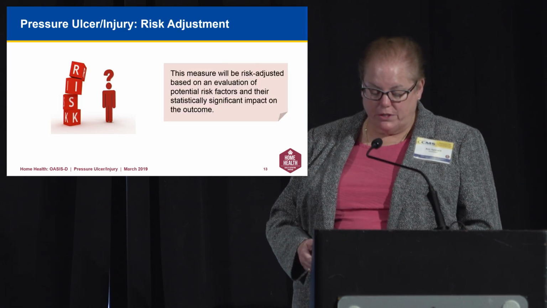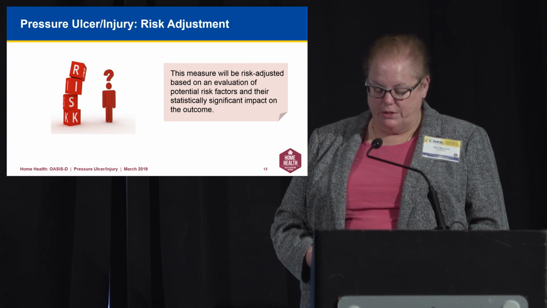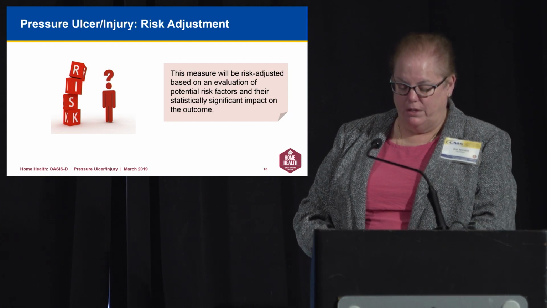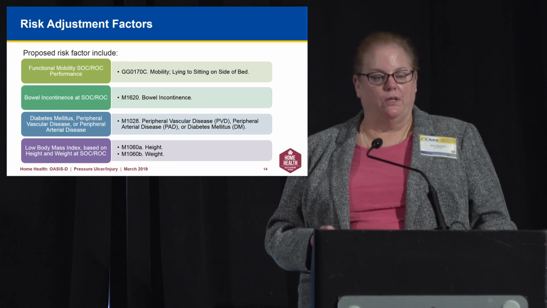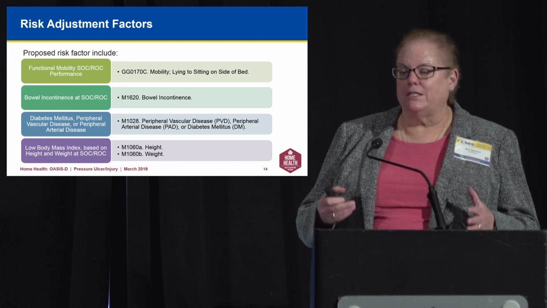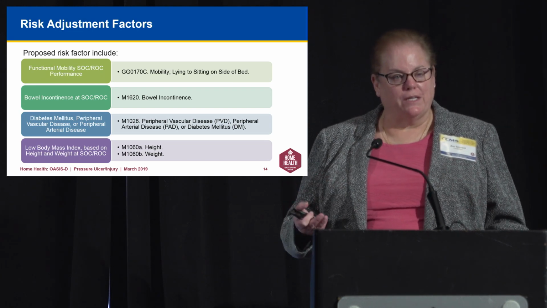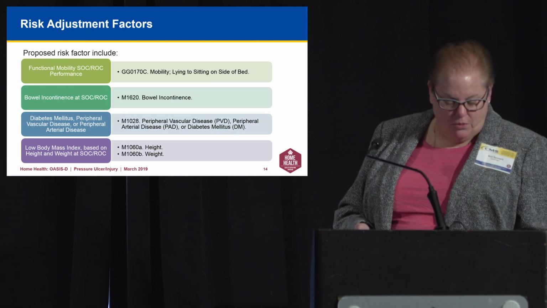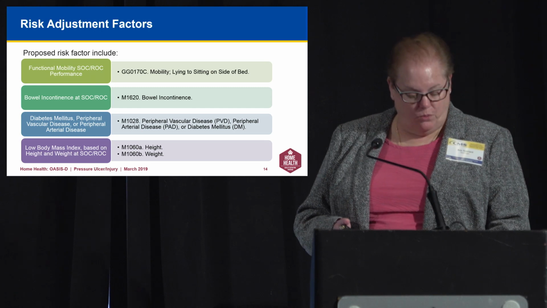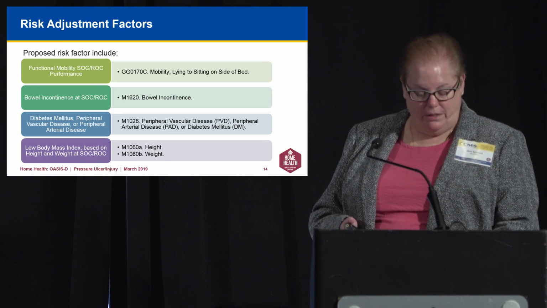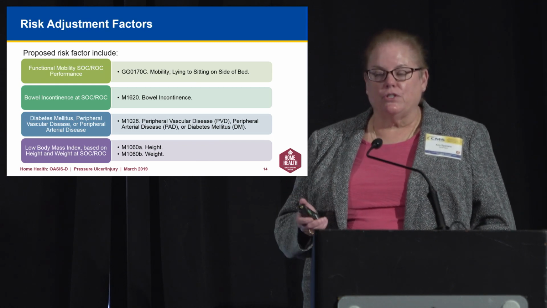This measure will be risk adjusted based on an evaluation of potential risk factors and their statistically significant impact on the outcome. So what we mean by risk factors is just that: those things that potentially could put someone at a higher risk for developing skin issues. If we look at these, we have functional mobility. This is item GG0170C, mobility, that particular question of lying to sitting on the side of the bed, is a risk adjuster.